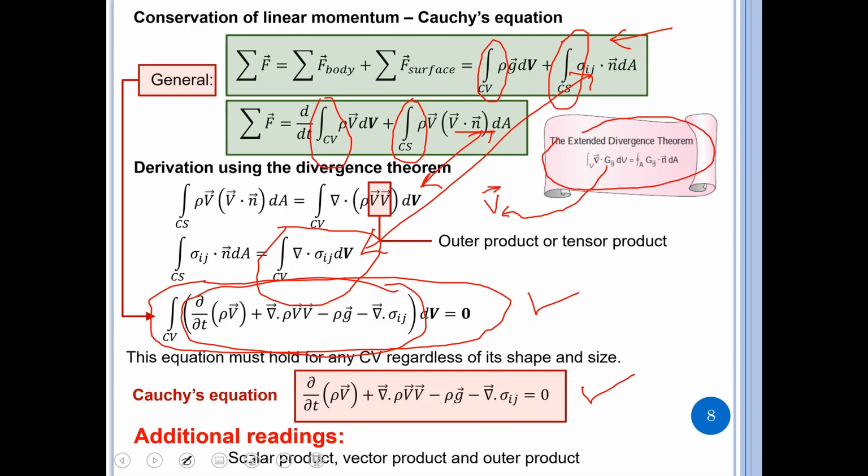Now this Cauchy's equation has a scalar product and an outer product in it. So these are additional readings that you have to do. You have to understand the difference between scalar product, vector product, and outer product. Although we have discussed the outer product in the class, I will suggest you go through these different products again. And if there is any question, you can ask me.